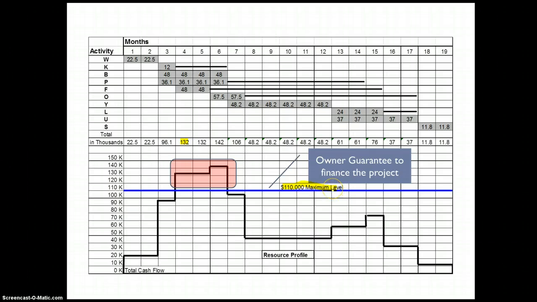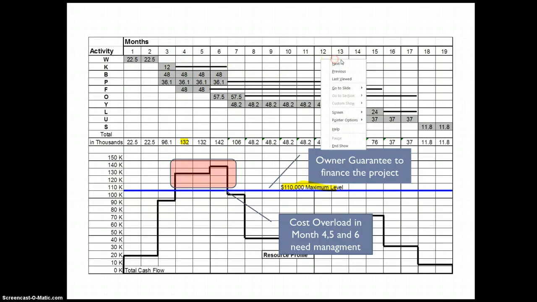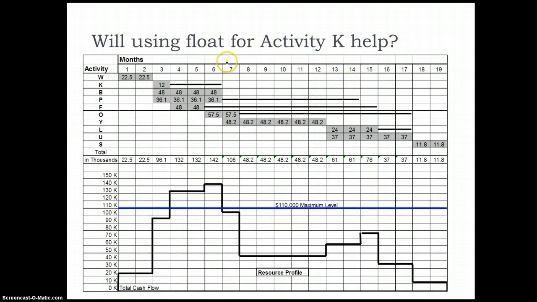So issue is, how do we go about resolving this issue? So the best thing to do is to identify, so we have to address this issue of cost overload. So the first thing is to explore where are the floats and how could we use the float of different activities to adjust this cost overload. So we'll start by looking at the activities which are taking place in this region, and we can see that in this cost overload region there are these activities which could be affected. So K, B, P, and F.